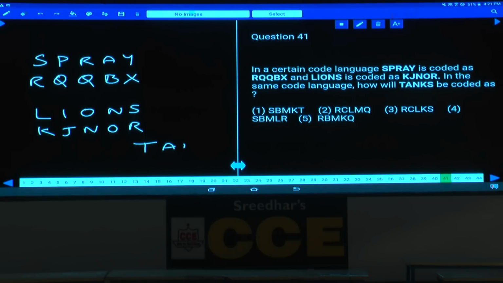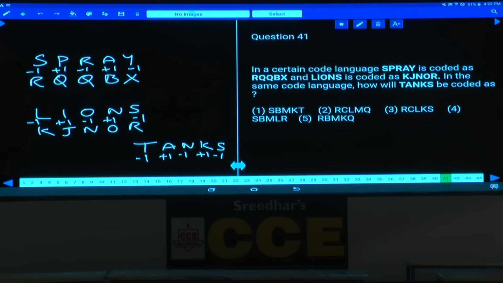Now we need to find out the code to the word tanks. Now S and R, what is the difference here? Minus 1, P and Q is plus 1, R and Q minus 1, A and B plus 1, Y and X is minus 1, alternately minus 1 plus 1 minus 1. Similarly here also L minus 1, I plus 1, O minus 1, N plus 1, S minus 1. And similarly here also minus 1 plus 1 minus 1 plus 1 minus 1.